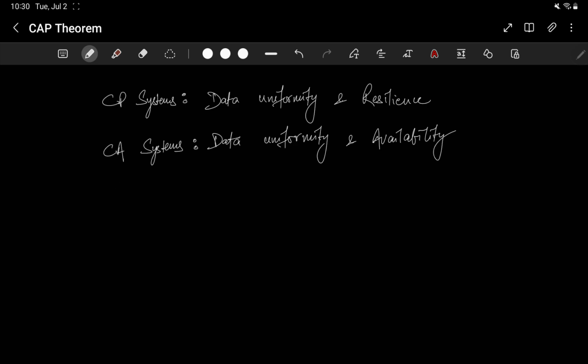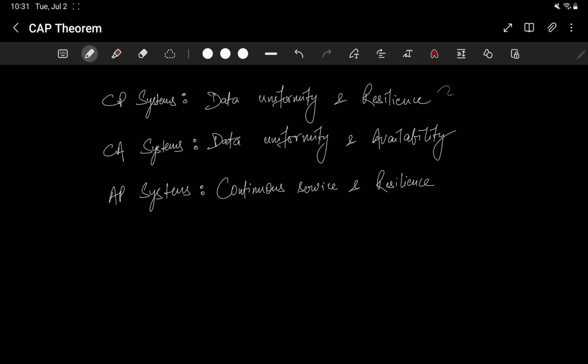Okay, and now we have AP systems. It compromises on consistency, but it prioritizes availability and partition tolerance. So it ensures continuous service and resilience. Okay, so this is what each CP, CA, and AP systems mean.